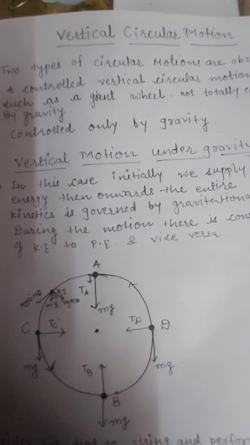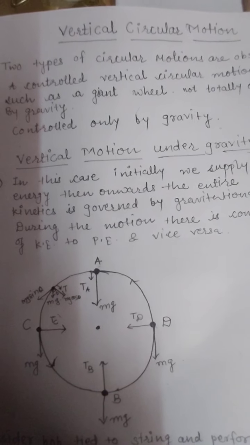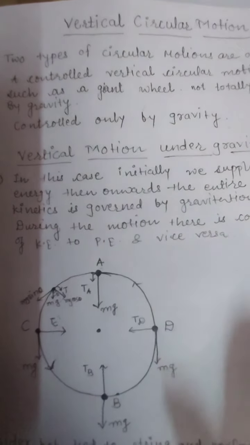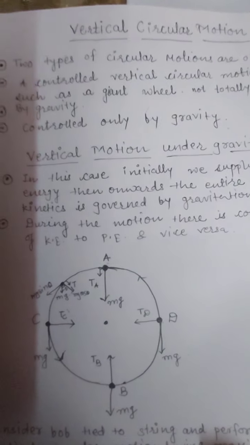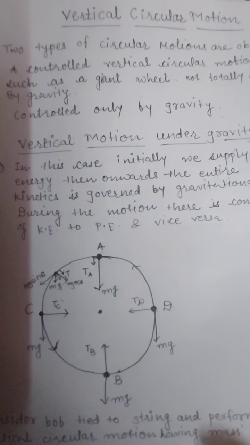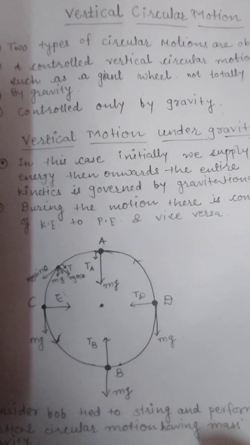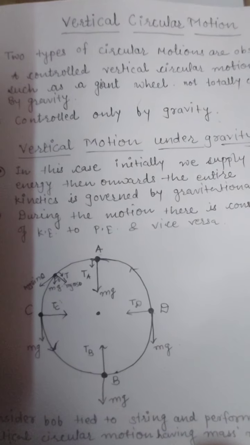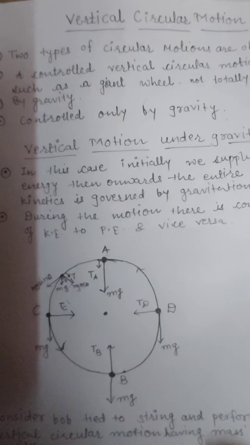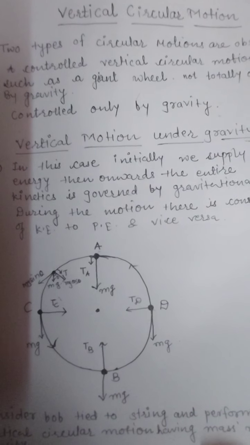Okay. So today's point is vertical circular motion. A very good example of vertical circular motion is the giant wheel. There are two types of vertical circular motion. One which is under control, but not totally controlled by gravity. And the other one which is totally controlled by gravity only.